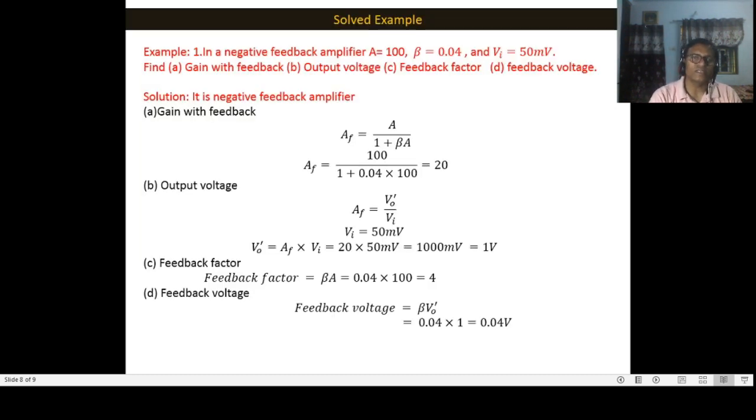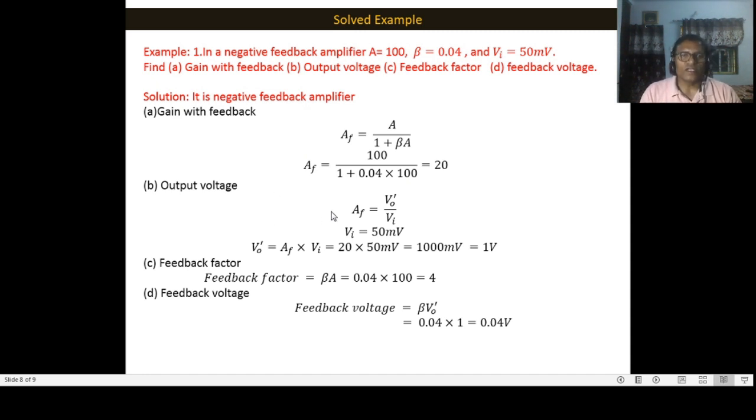Now, as an example, let us consider a negative feedback amplifier in which A is equal to 100, beta is equal to 0.04, and Vi is equal to 50 millivolt. Find A, gain with feedback, B, output voltage, C, feedback factor, D, feedback voltage. So gain of the amplifier with feedback in case of negative feedback is given by this formula. A is given, beta is given, and therefore gain with feedback can be calculated by substituting. So it comes out to be equal to 20.